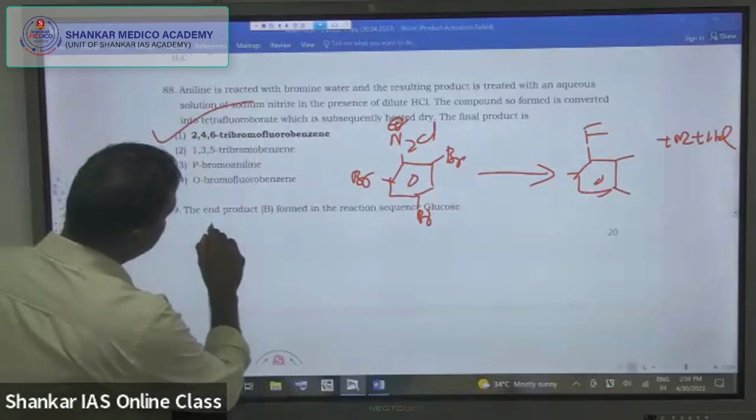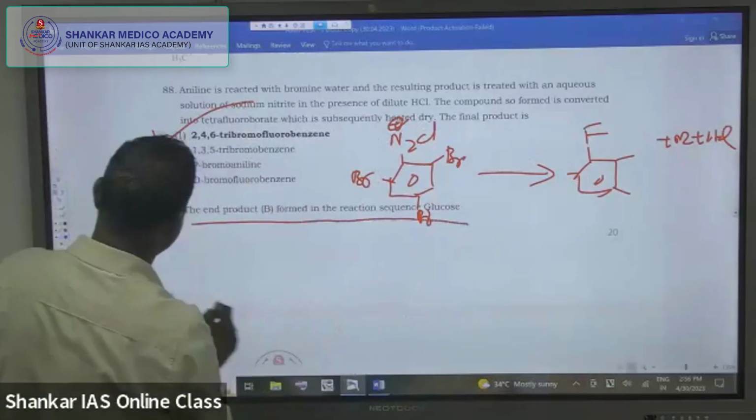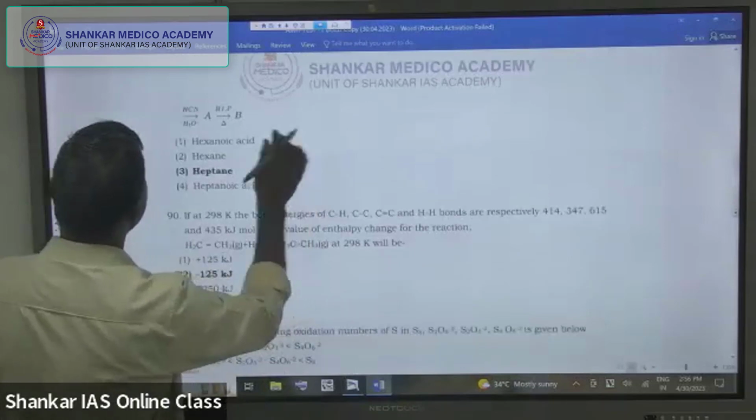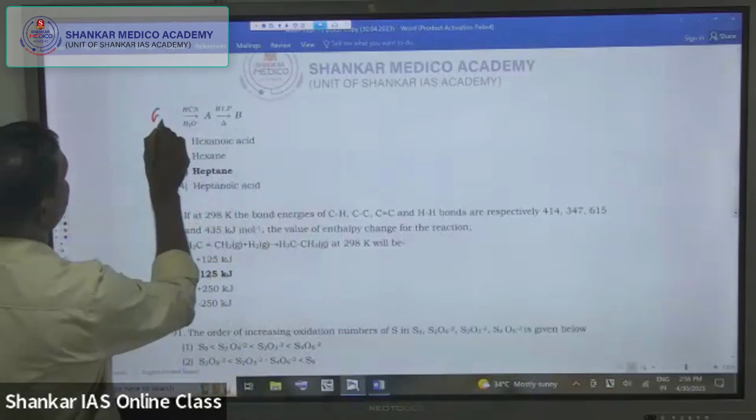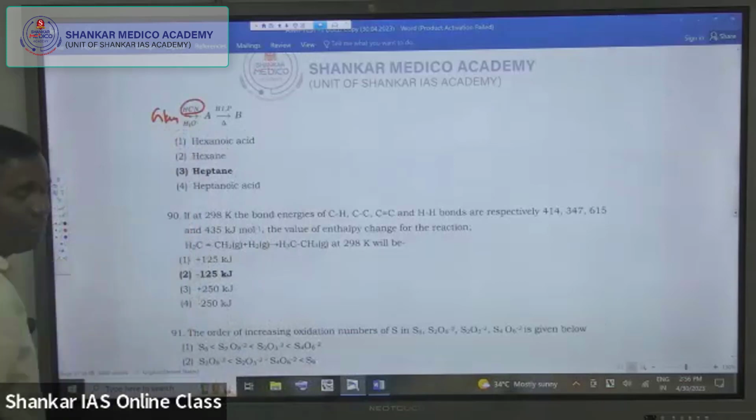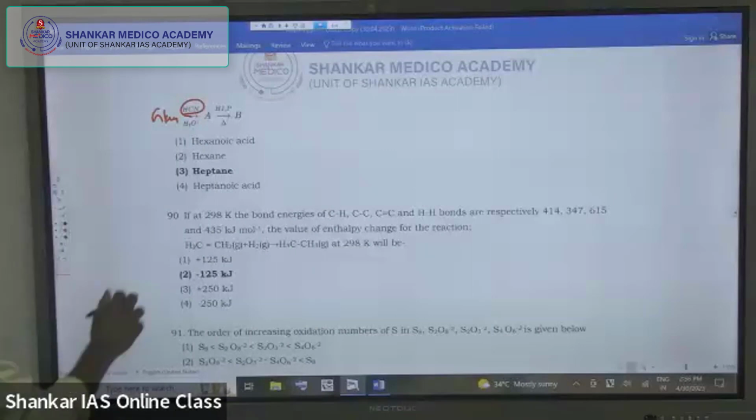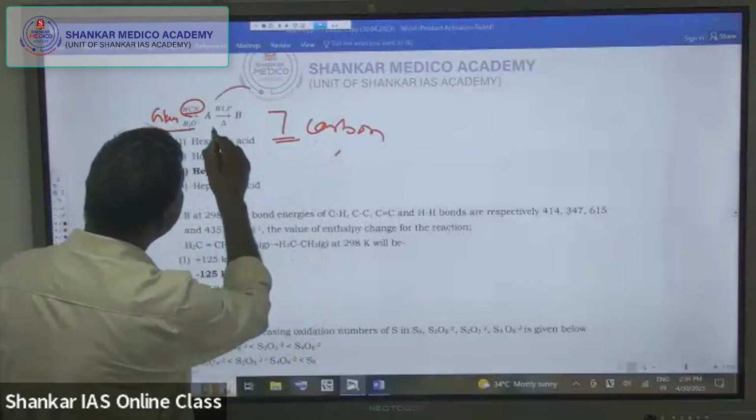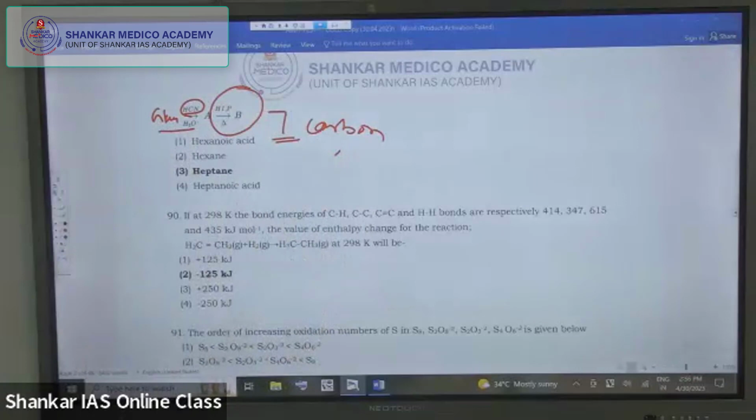Okay, next one. The end product formed in the reaction sequence of glucose, they are saying. So you have the glucose here. Once you have glucose, HCN, one more carbon, already glucose has 6 carbons. So you will end up with 7 carbons. And under this condition, hydrogen iodide and phosphorus, if you have any organic functional group having oxygen, aldehyde, carboxylic acid, alcohol, everything is converted to alkanes.